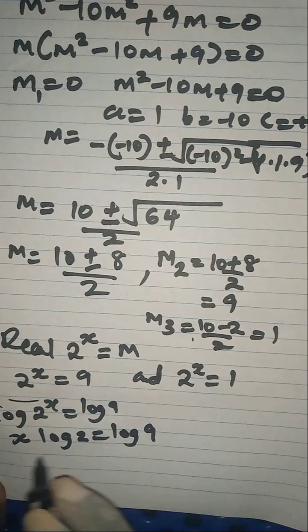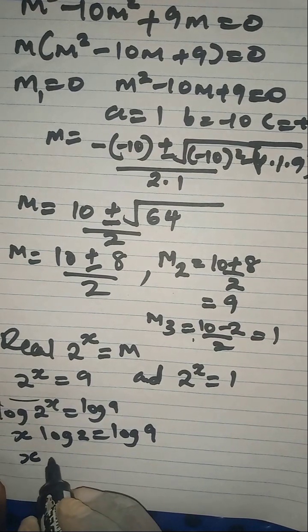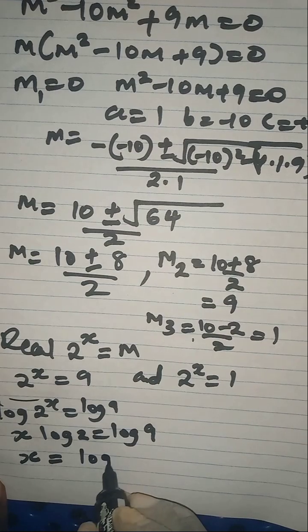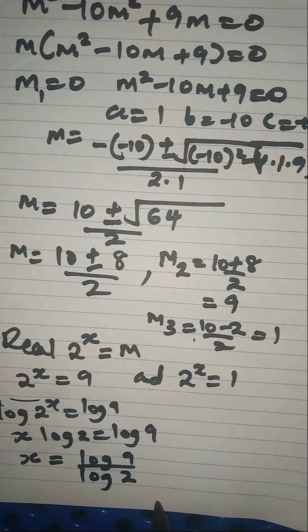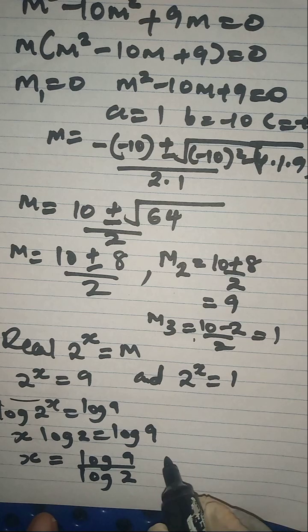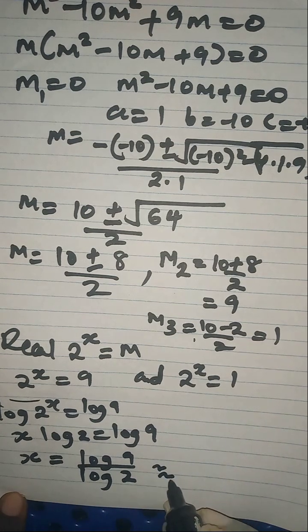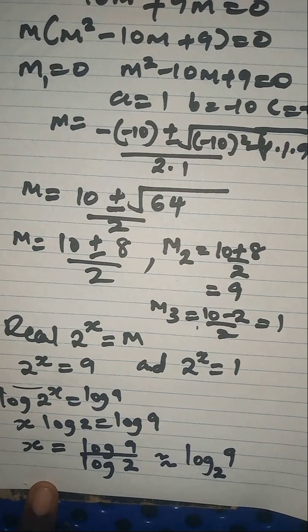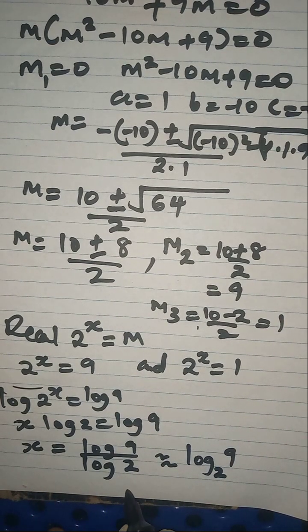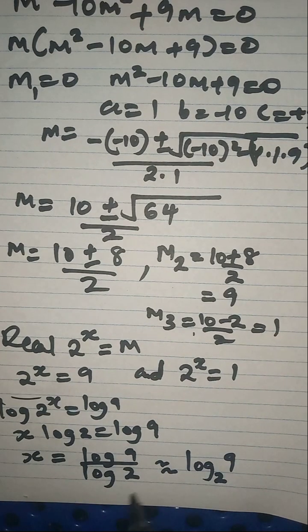I'm going to divide all through by log of 2 so that my x now becomes log 9 divided by the log of 2, which can also be simplified as the log of 9 to the base of 2. I hope you can recall this. I've done a tutorial on this. If you have the log over the log of something, this one becomes the base like that as my value of x.